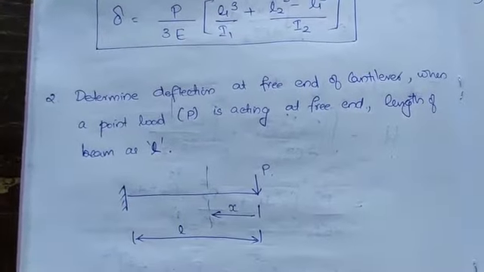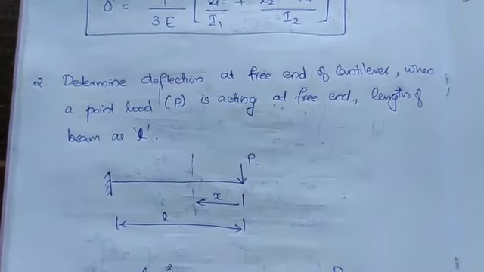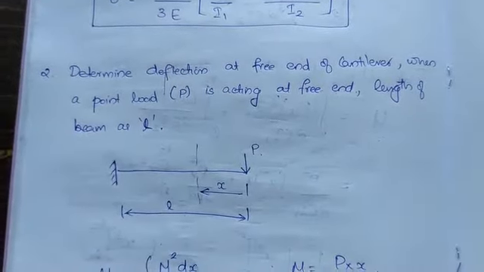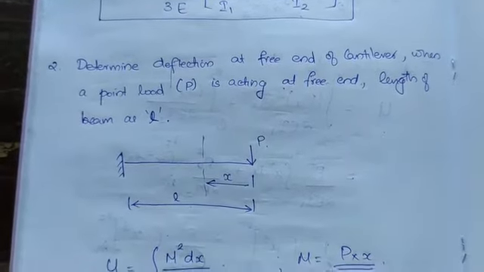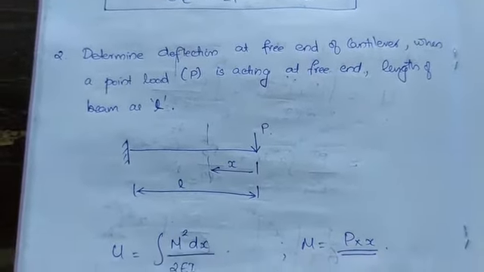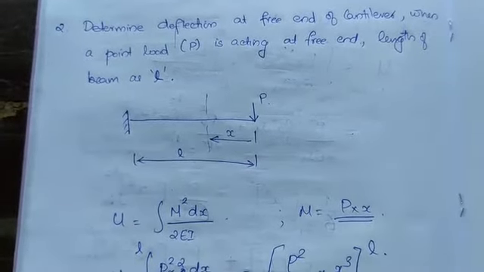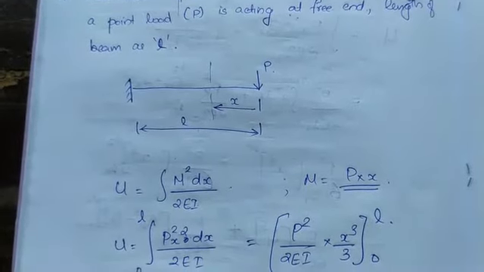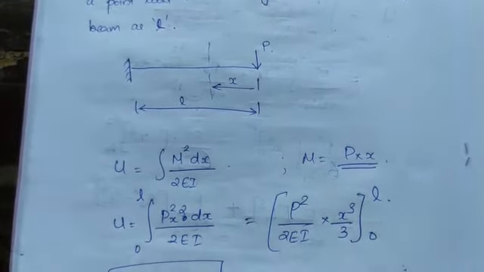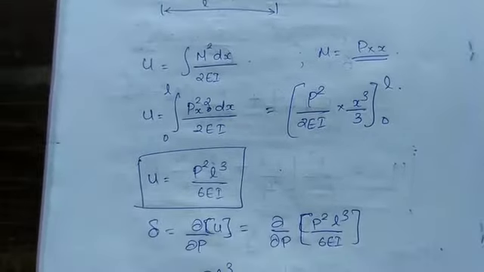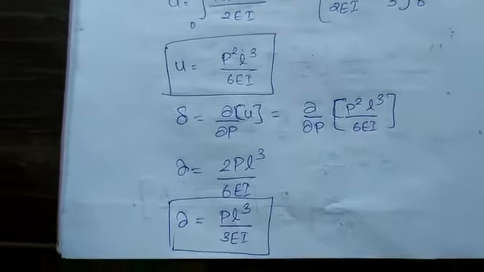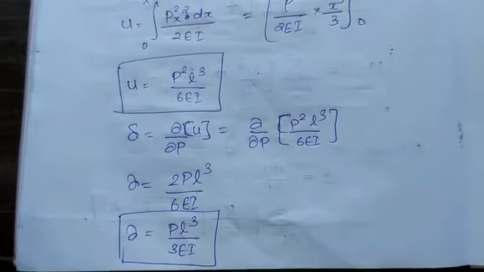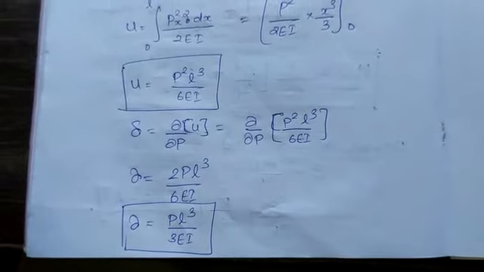Now the next question: determine the deflection at the free end of a cantilever when a point load is acting at the free end, where the length of the beam is given as L. Now here also only moment is acting. So U is equal to M square dx by 2EI. Moment is P into x. You just substitute this equation. You will get U is equal to P square L cube by 6EI, and the same method we'll use for this problem. Delta and U you can find like this.